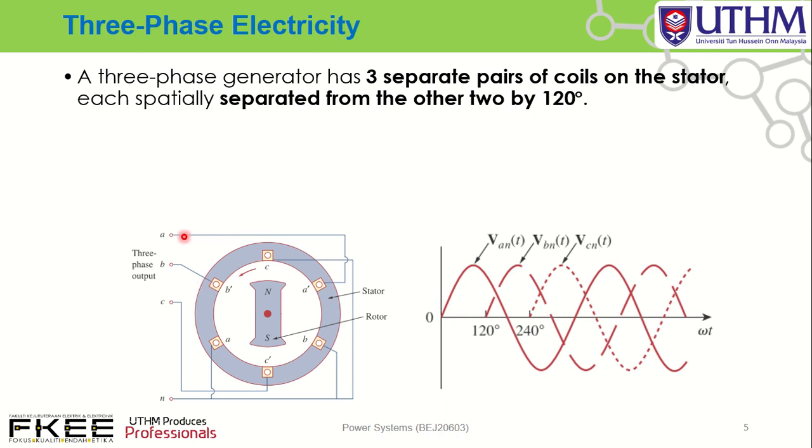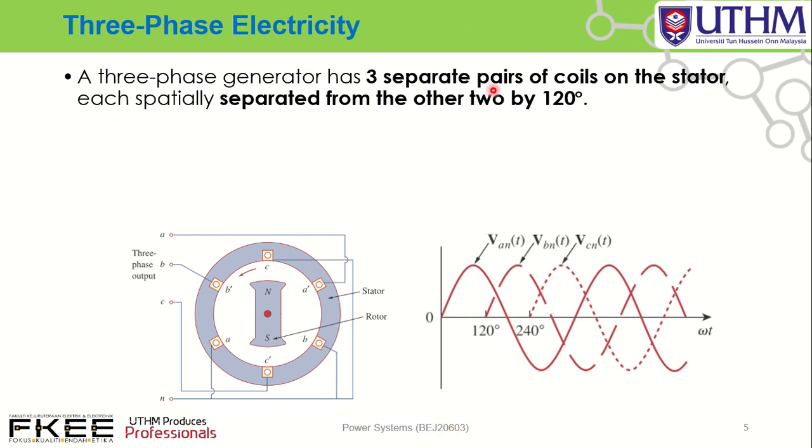We call it winding A. This is winding A, terminal A. Three-phase means we have three different terminals: terminal A, terminal B, and this is terminal C. So the output voltage comes from terminals A, B, and C. Basically, a three-phase generator has three separate pairs of coils on the stator. The rotating part is the other part of the machine.